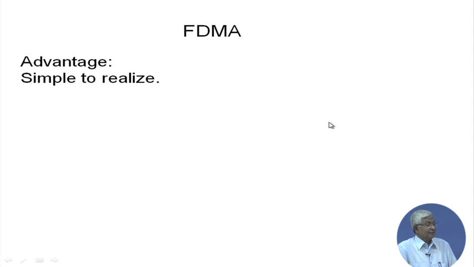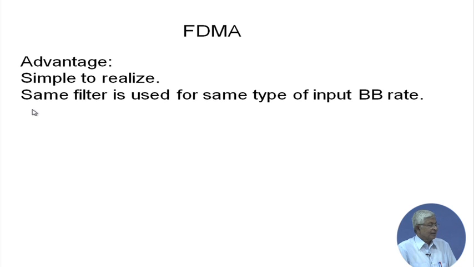So, let us go into the first multiple access most commonly used, which is called FDMA, frequency division multiple access. Its advantage is that people started with this because it is very simple to realize. You have to have some filters. And if the bit rate or bandwidth requirement for each of the inputs is the same from each station, then the same filter can be used for the same type of input bit rate. Say everybody is transmitting some 10 megahertz. So, a filter of 10 megahertz is required everywhere, at the transmit station, at the receive station, etc.